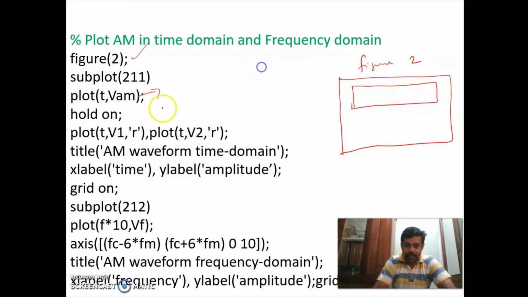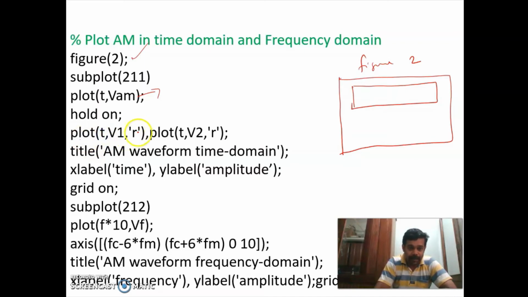Next we are using hold on. Hold on will keep the figure. Okay. Now plot t comma. Now already we have defined the upper envelope and lower envelope. Now we are going to plot the upper envelope and lower envelope in the same figure itself.